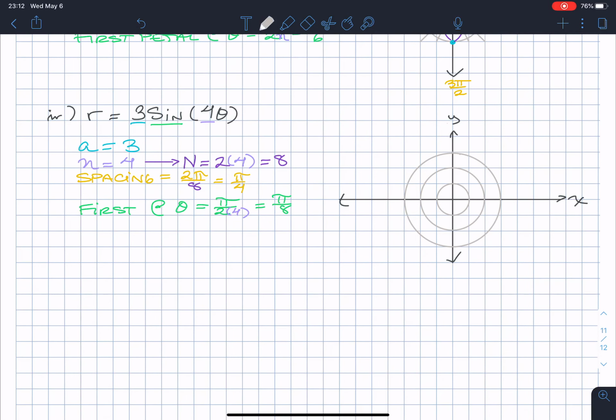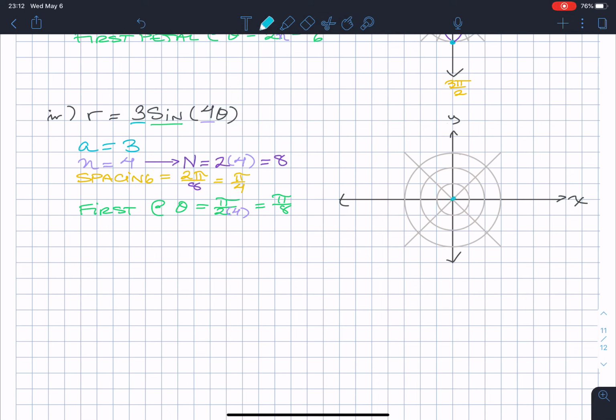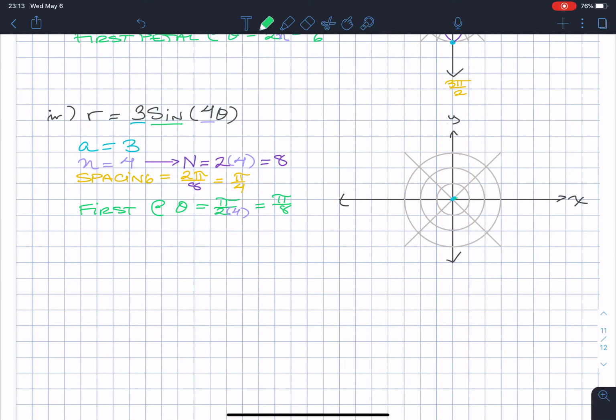Okay, so now I'm just going to put my 45-degree angles here. Because I'm dealing with petals that are every 45 degrees. However, the first petal is at a length of 3 at an angle of pi over 8, which is half. So pi over 8 is half of pi over 4. So here's my first petal.